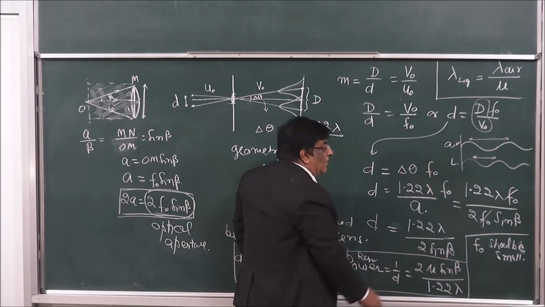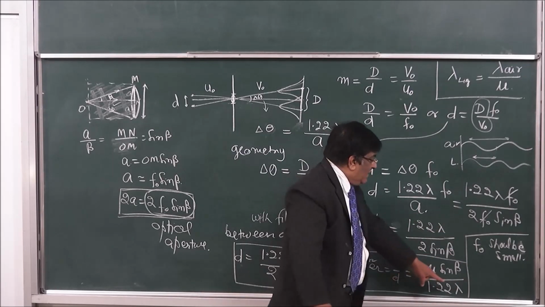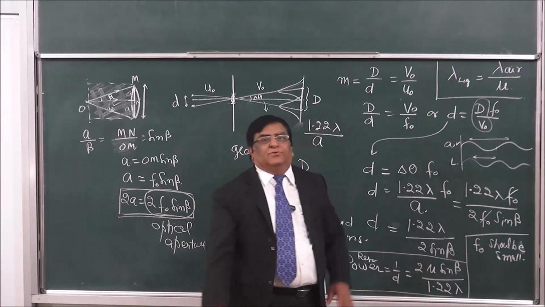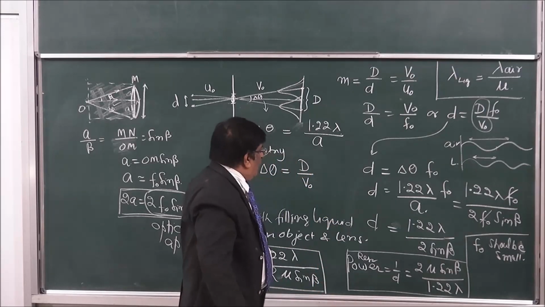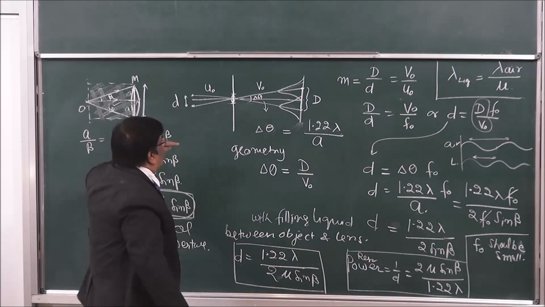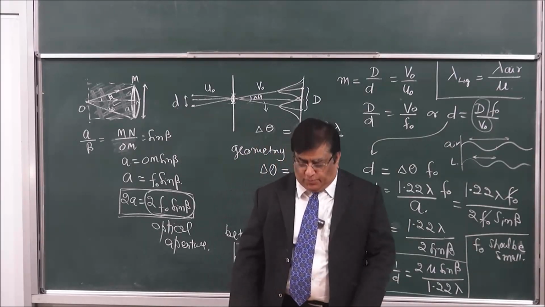What is this? Mu. The liquid should have a high refractive index. Then this will be n. The light used should have lower wavelength. So this is the resolving power of a microscope, and next we will see resolving power of a telescope.